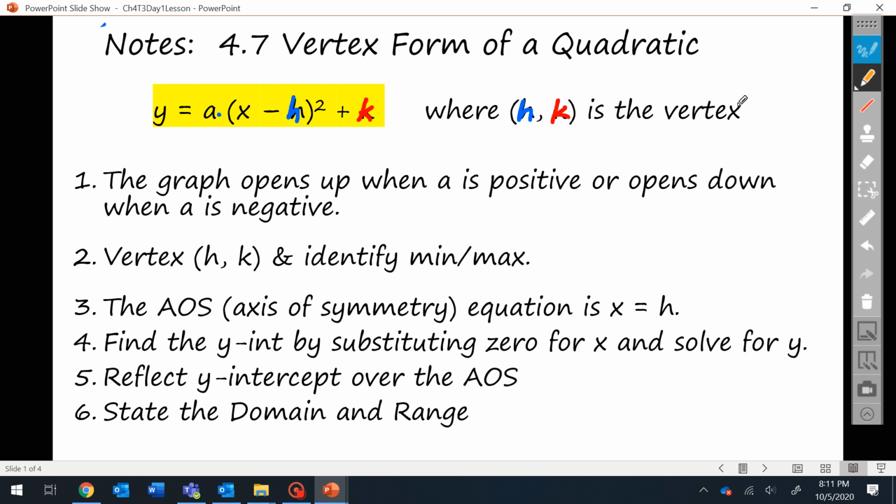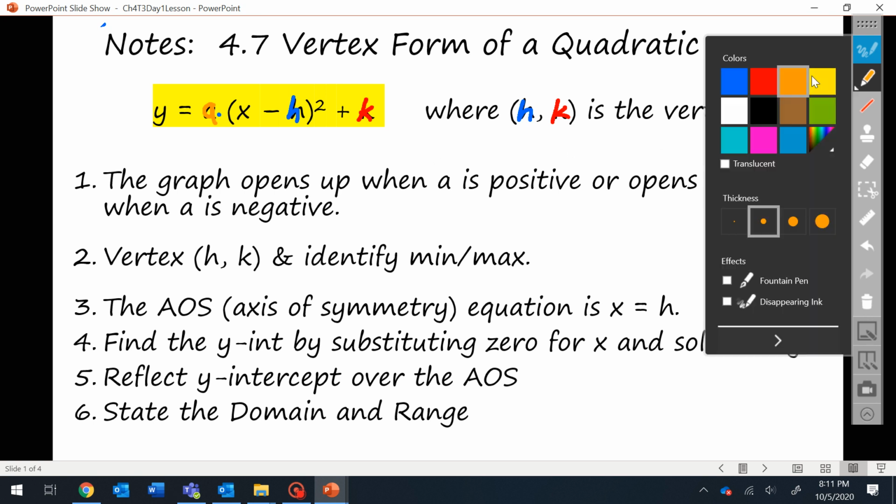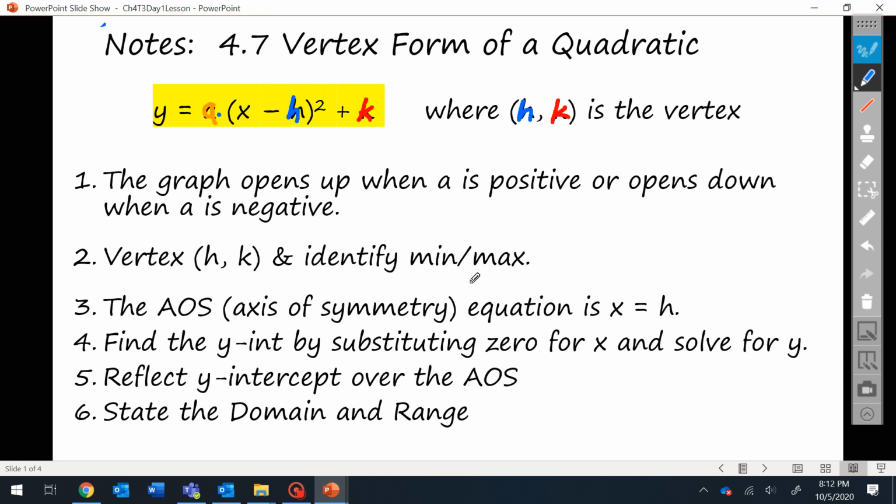If the a value, the number out front, is positive, it will open up, so that's the same. The a value determines if it opens up or opens down. However, the h and k values determine the vertex, and it's a minimum if it opens up and a maximum if it opens down. The axis of symmetry is the h value. x is equal to h, so whatever that h value was, that's also the axis of symmetry.